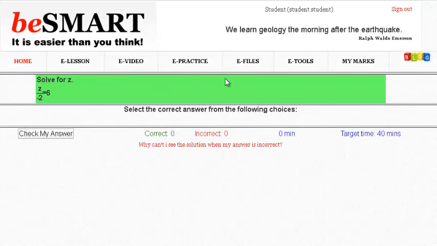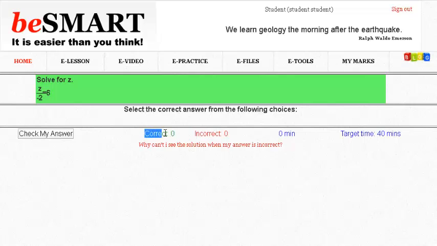Now it's going to show you one question, which is solve for z in this equation. The first thing you have to do is take your notebook out and start solving this equation. And when you are finished, you can check my answer here. But before we go there, let's look at the main parts here.